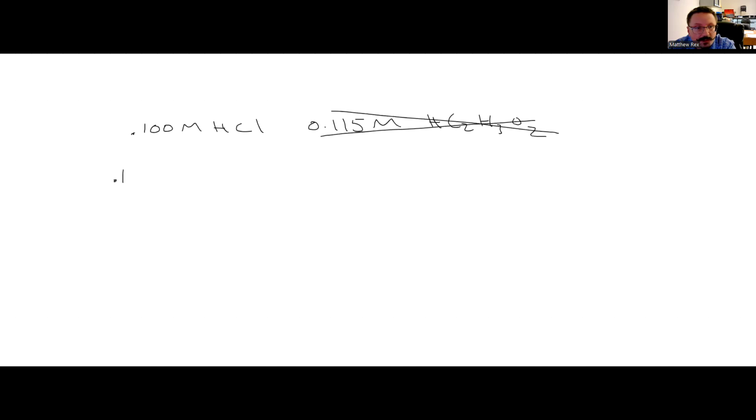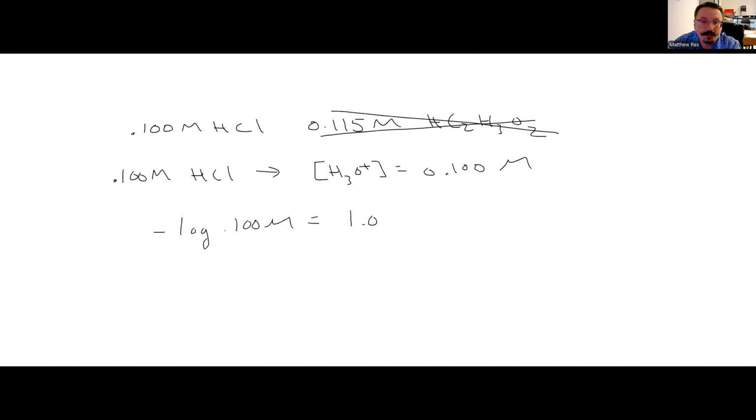Whatever the concentration of the strong acid is, this is monoprotic, so it's going to produce the same concentration of hydronium ion, and I can just take the negative log of the hydronium ion concentration and get the pH. Different concentrations of HCl depending on what version you had, but whatever it is, you just take the negative log of that, and that's going to give you what the pH is in that instance.